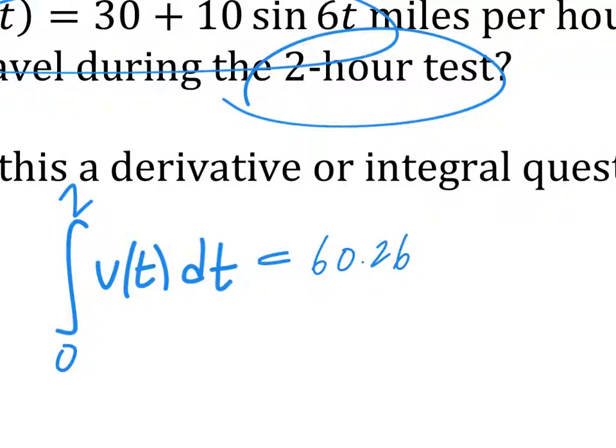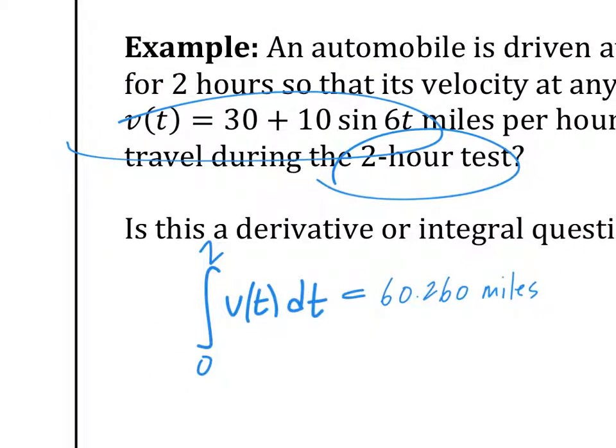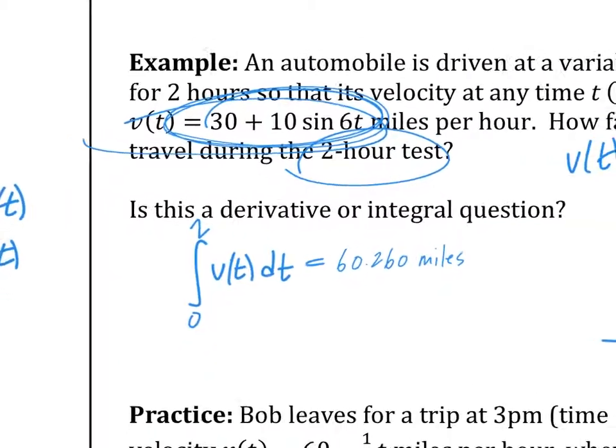260.26, what did you guys get? 261? 260 miles. Wait, what did you put into the... So v of t is this function, so you had to put this function in the calculator. Oh. All right, let's try another one.